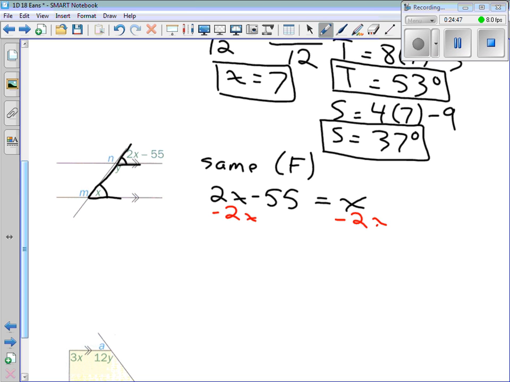Do the same thing on the other side. Subtract 2x. 2x minus 2x cancels out. X minus 2x is negative x. So I've got negative x equals 55. What must x equal here? If negative x is negative 55, x must be just 55.